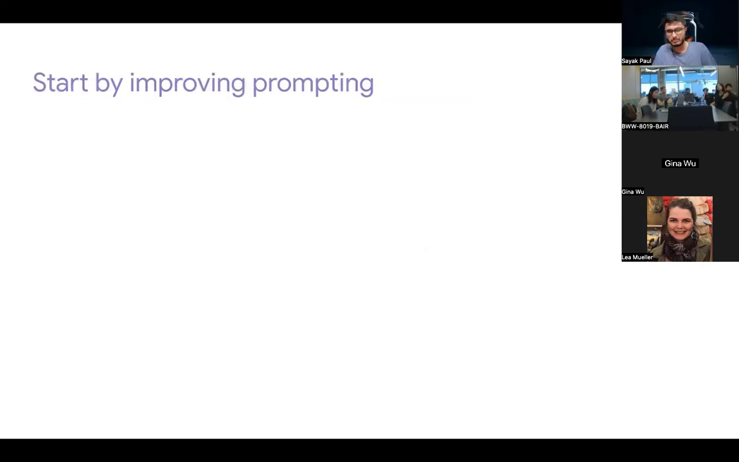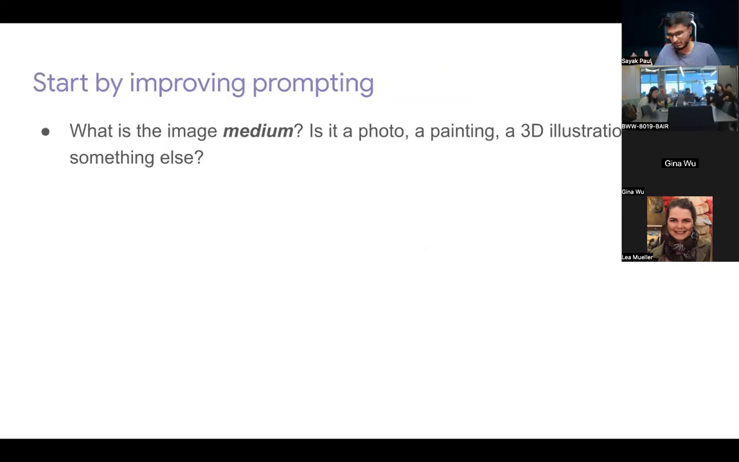Well, start by improving prompting, of course. Some of the guiding principles to keep in mind: what's the image medium? How do you want the final image to look? Is it a photo, a painting, a 3D illustration, or what? I know this can be limiting, especially for models that use small text encoders like CLIP, with only 77 token length. But with modern diffusion models such as Flux, you have T5, which has a much larger token length, 512. So be sure to take advantage of that.